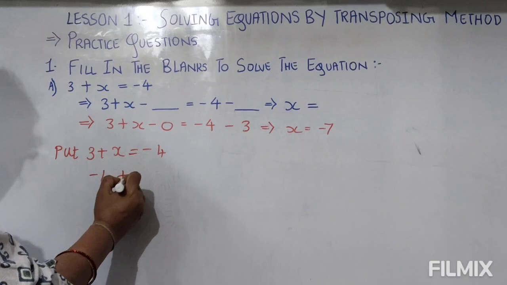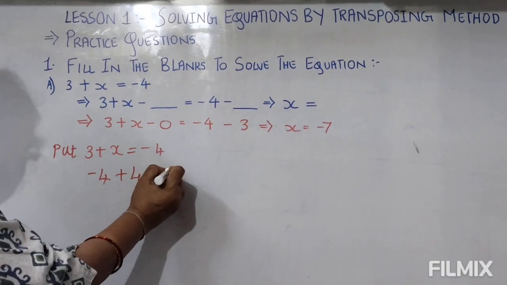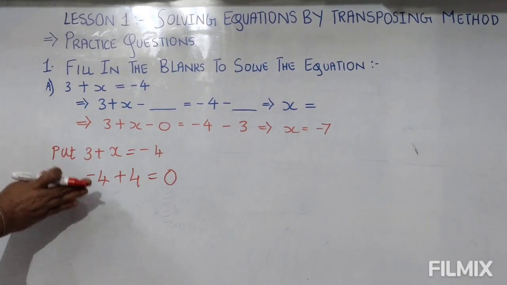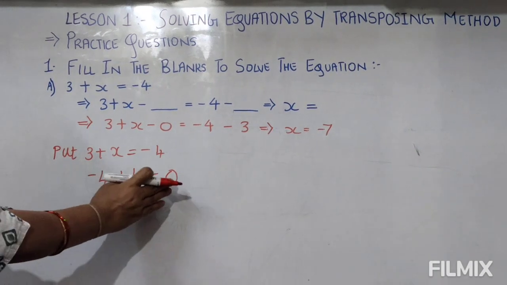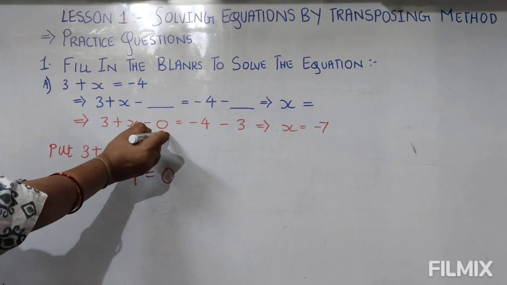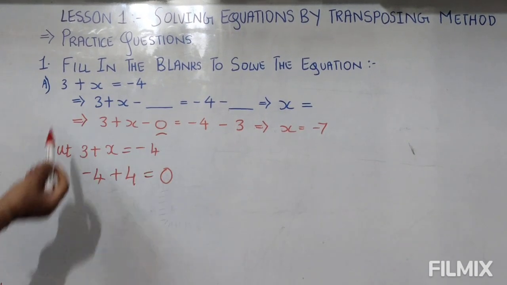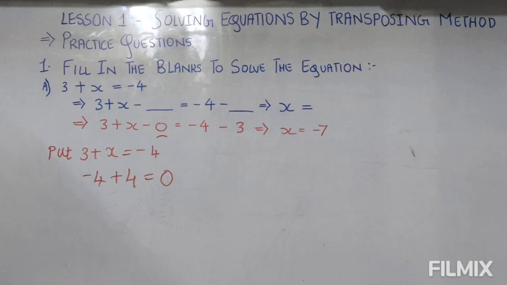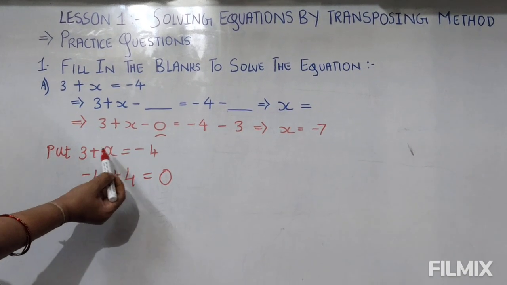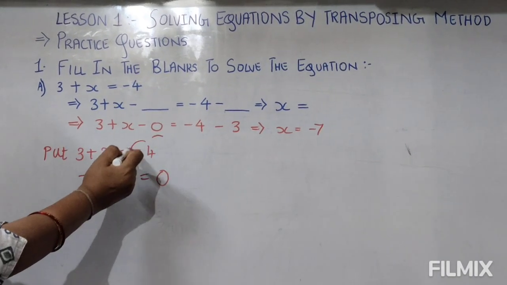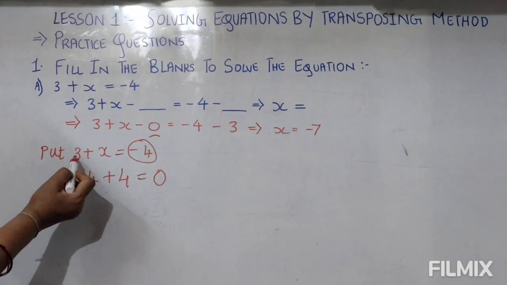Shift this plus 4 on transposing, you will get 0 as the answer, isn't it? Minus 4 plus 4 is 0. That 0 is in the blank here. Understood? I repeat again. 3 plus x is equal to minus 4. That is 3 plus x, they have given it as minus 4 here.